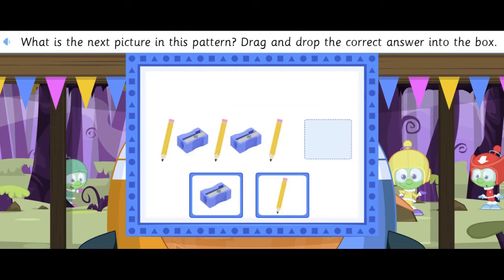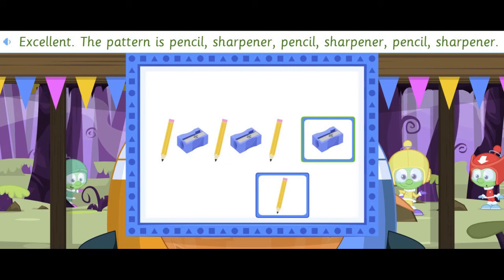What is the next picture in this pattern? Drag and drop the correct answer into the box. Excellent! The pattern is pencil, sharpener, pencil, sharpener, pencil, sharpener.